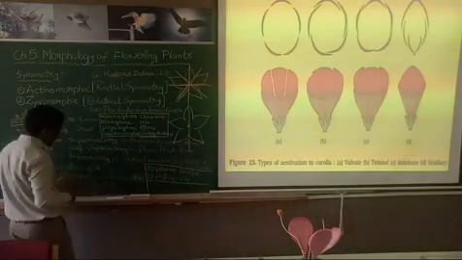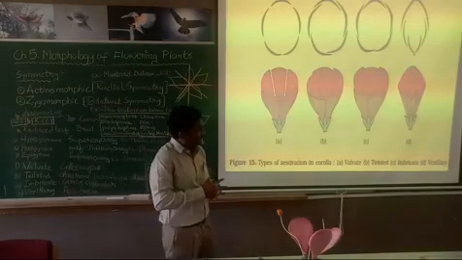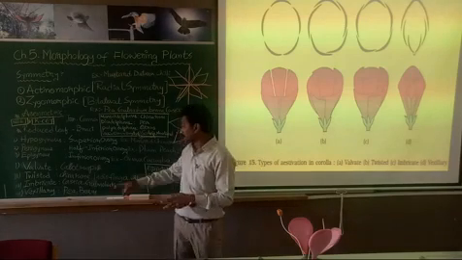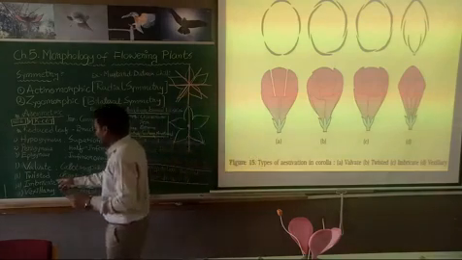Examples can be seen in China rose, lady's finger, cotton, etc. So what are the examples for twisted estivation? China rose. Next, lady's finger, cotton. Next, the third one, imbricate.